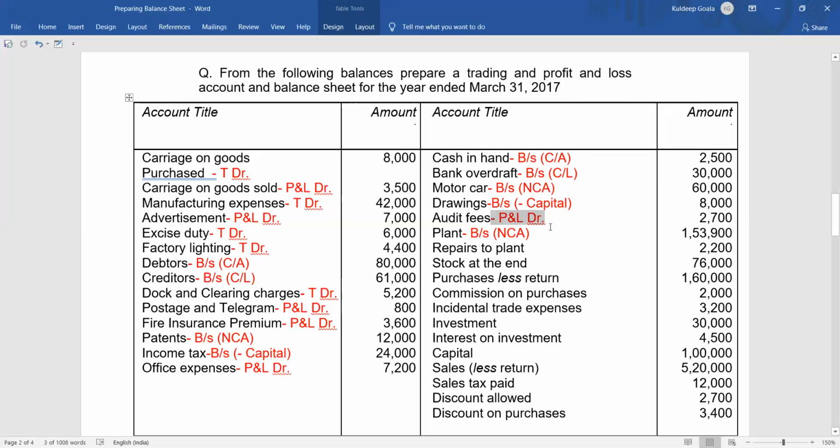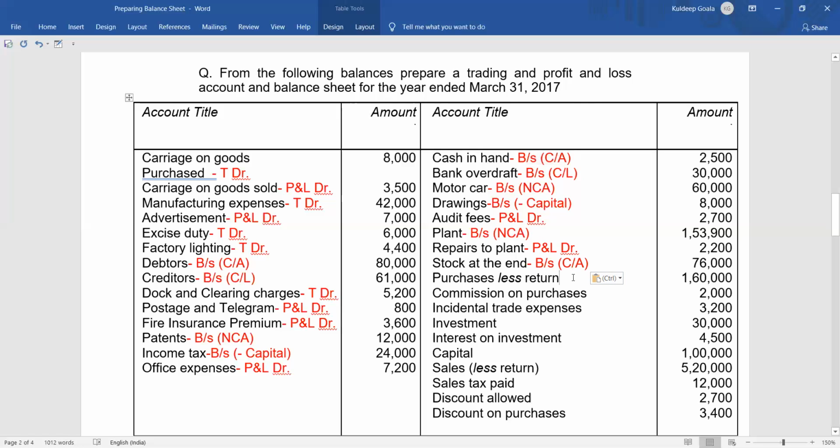It will come in the profit and loss debit side. Then coming to the next one, stock at the end. It is a closing stock. If the closing stock is inside the box, remember that it will come in the balance sheet current asset. If it is outside the box, then you have to place it once in the trading account credit side and again in the balance sheet current asset.